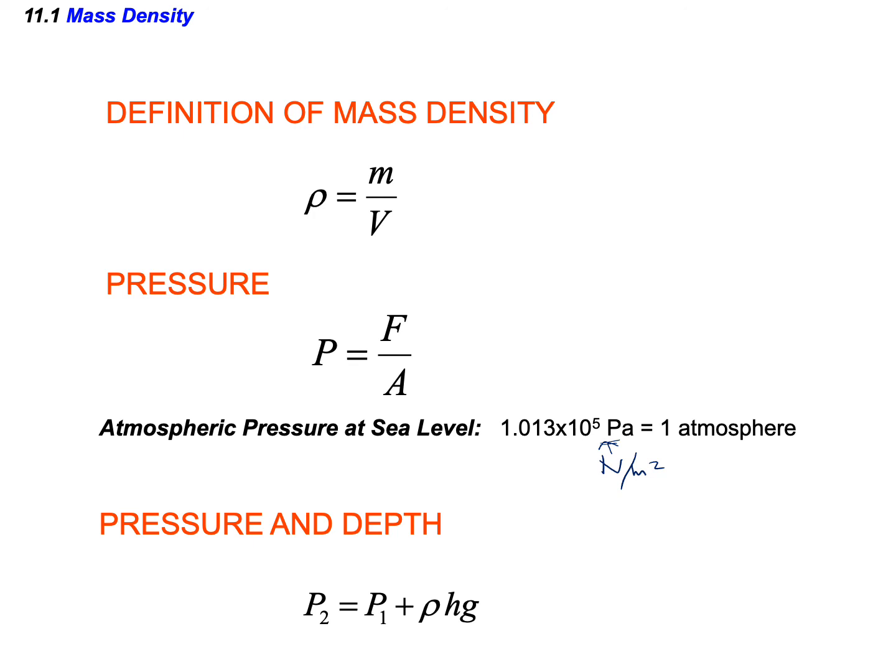And then we also derive a relationship between pressure and depth. Pressure at two different levels. Pressure at bottom is equal to pressure at top plus rho, density of the fluid, times g times h. H is the height difference between P1 and P2, and g is the gravity, which is 9.8 meters per second square.